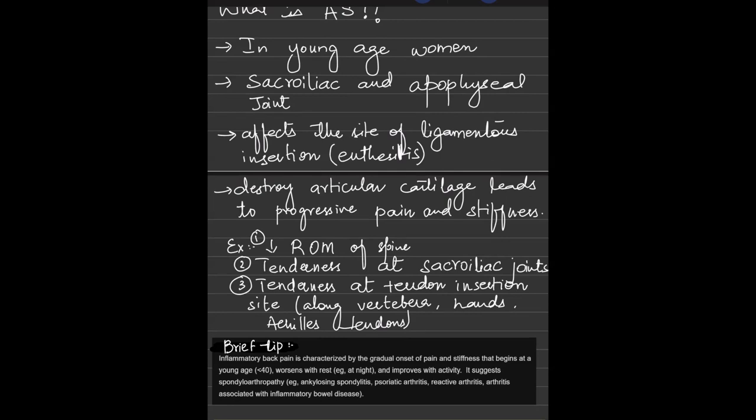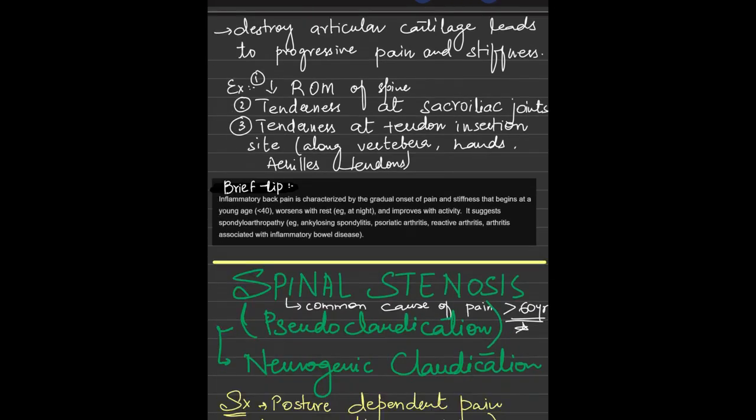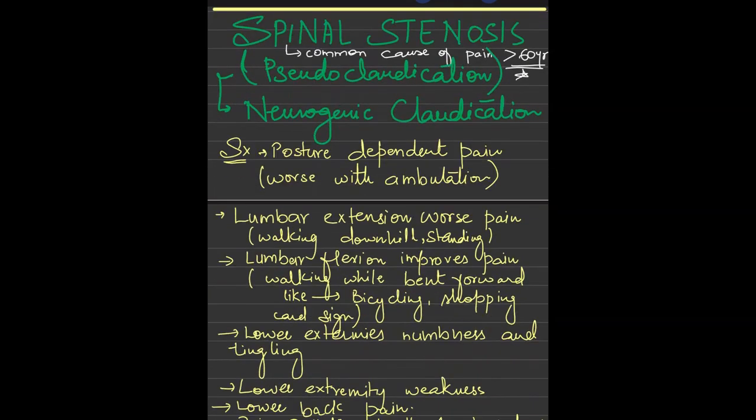What is the brief tip I can give you? Inflammatory back pain is characterized by gradual onset of pain and stiffness that begins at a young age, less than 40, worsens with rest at night, and improves with activity. It suggests spondyloarthropathies, that means ankylosing spondylitis, psoriatic arthritis, reactive arthritis, and arthritis associated with inflammatory bowel diseases. All of these situations can come as inflammatory back pain, and I was talking about AS.